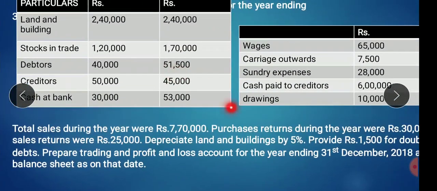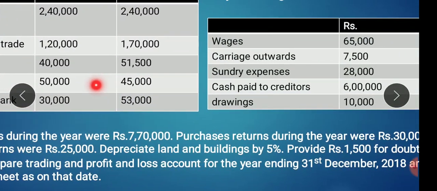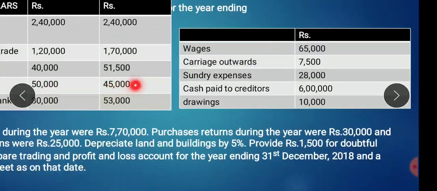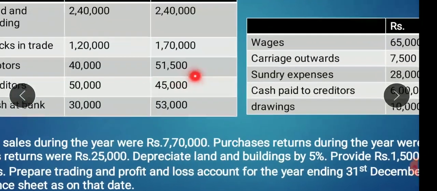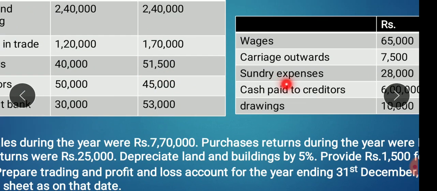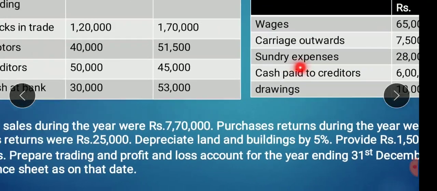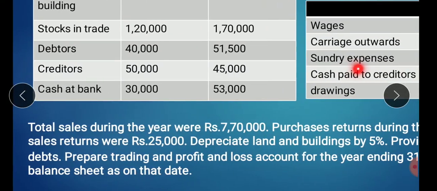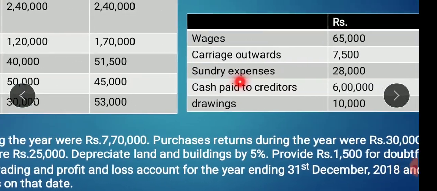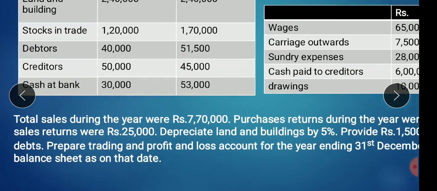Total sales during the year were rupees 7,70,000. Purchases returns during the year were rupees 30,000 and sales returns were rupees 25,000. Depreciate land and buildings by 5%. Provide rupees 1,500 for bad and doubtful debts. So the question is: prepare trading and profit and loss account for the year ending 31st December 2018 and a balance sheet as on that date.